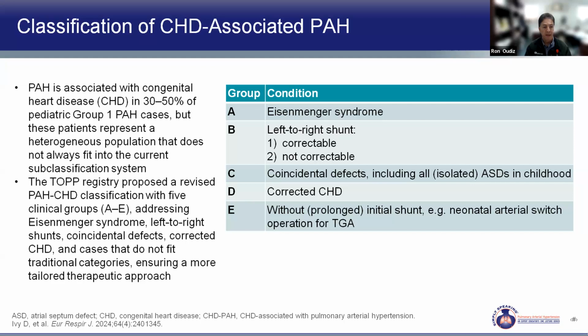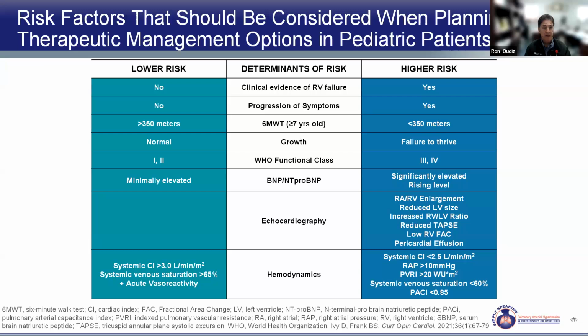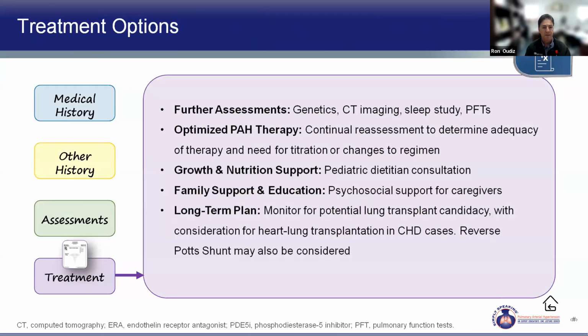You would want to have it at a high volume center that specializes in cathing these patients and taking care of that pediatric population. There's also a different classification of congenital heart disease associated PAH, looking at the different types of congenital defects. But then there's also the risks that are very, very similar, looking at, if you will, the green light on the left and the red light on the right, without really the intermediate in this particular depiction of risk status.